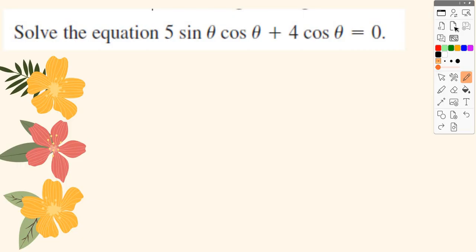No. But we still got a lot of trig stuff going on, right? So right now, I can't just do my opposite operation, because I would want to subtract 4 cosine, but then we have cosines on both sides, so that's not super helpful. So what is another method that we have for factoring though?